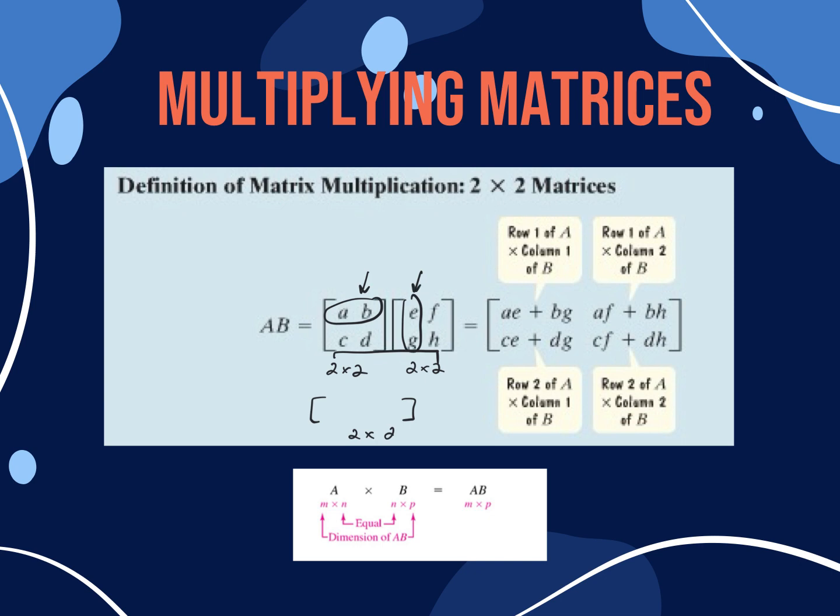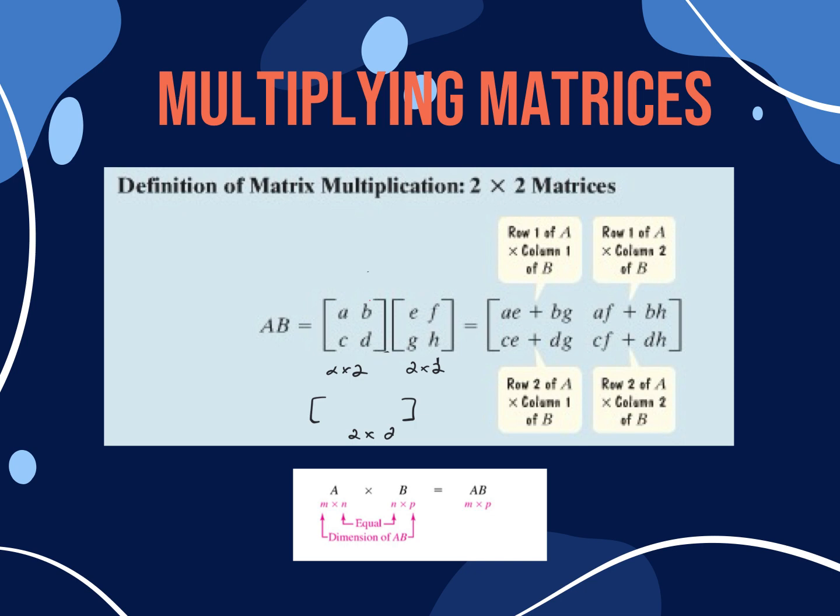I have to multiply that row by this column. And then I have to go back and do this row by this column and this row by this column. So it's a process, okay? And the more organized you are, the better you're going to be at it.